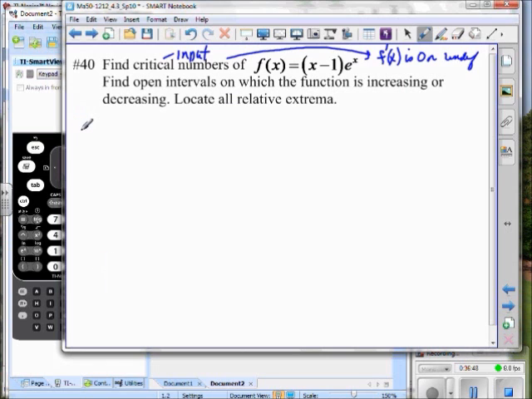Find open intervals in which the function is increasing or decreasing and locate all relative extrema. Okay, so the first thing we need to do is determine what? Yeah, I can tell we're slowing down a little bit here. Find the derivative. So the derivative of this function, what rule do you have to use?